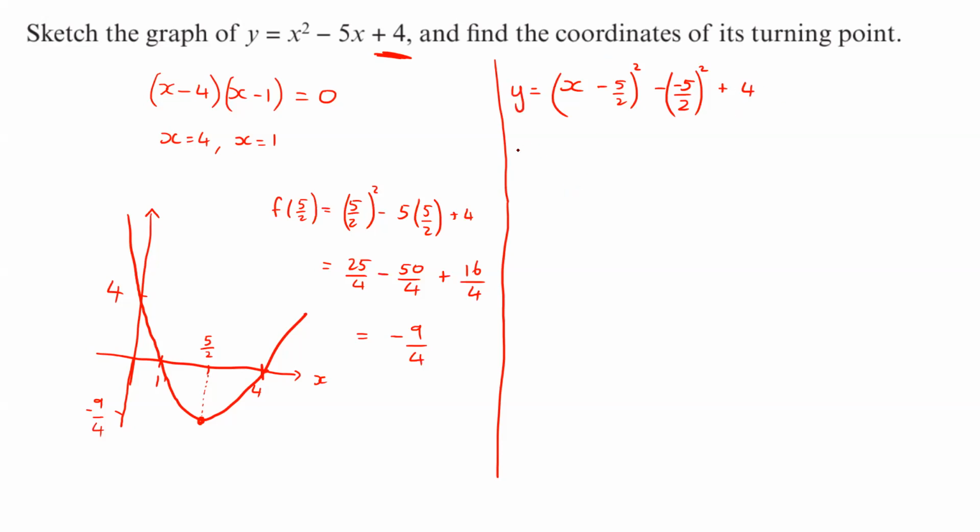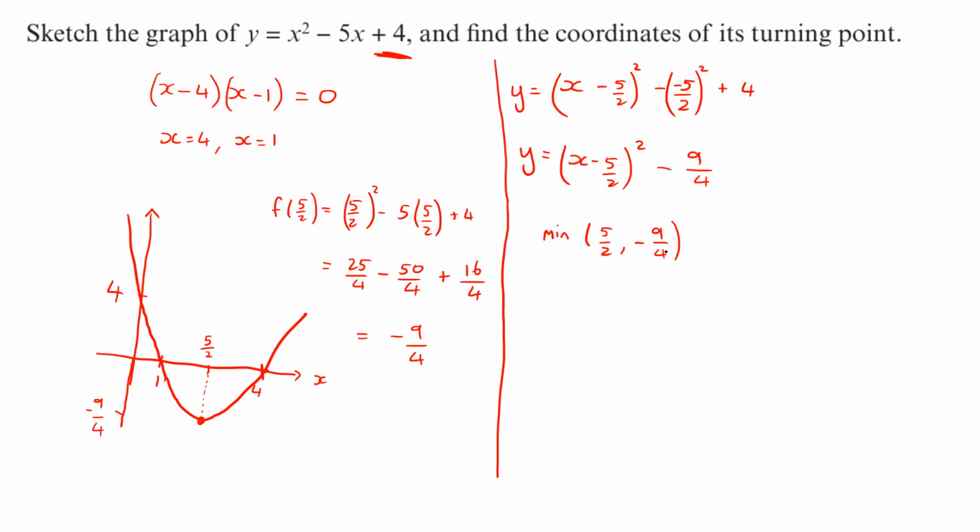We tidy that up a little bit. So I'm just rushing through this now. But this is going to be, what's that? Minus 25 over 4 plus this 4, which in total is going to be minus 9 over 4. So this tells me my minimum point. So the minimum will be when 5 over 2 and minus 9 over 4. So that's the minimum point. It comes straight from this.